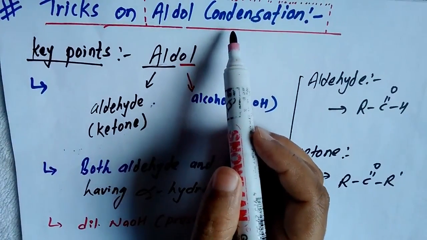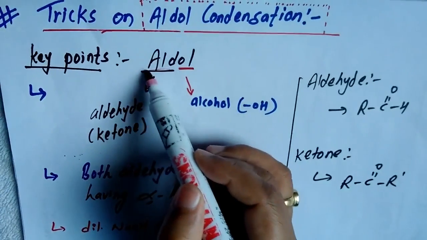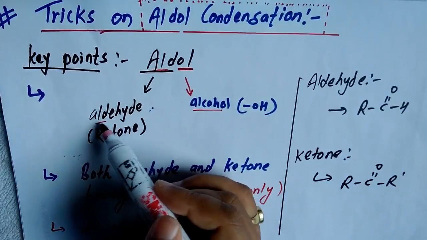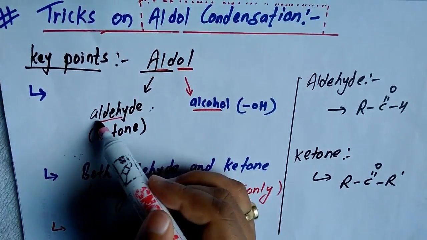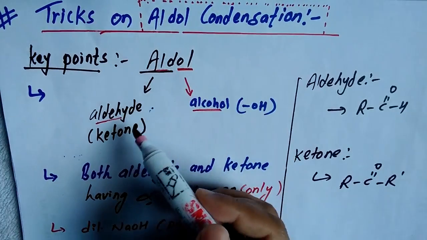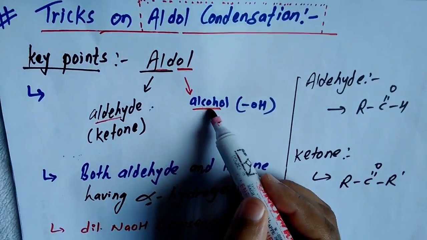Aldol condensation. What does aldol mean? Aldol means ALD, which means aldehyde, and OL, which means alcohol. Aldehyde with alcohol. And ketone also gives aldol condensation. So we can say aldehyde with alcohol and ketone with alcohol.